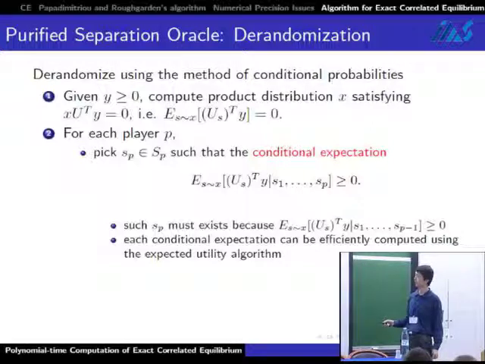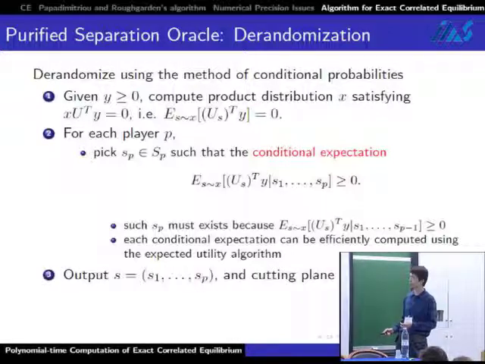So basically, we're replacing the first p players' strategies with pure strategies. We claim that such a p must exist because, by induction, the previous expectation is non-negative, and it starts from 0, so it keeps being non-negative. And how do we know which one it is? We can actually evaluate each of these conditional expectations by making use of the expected utility algorithm, because they are just linear functions of the expected utilities.